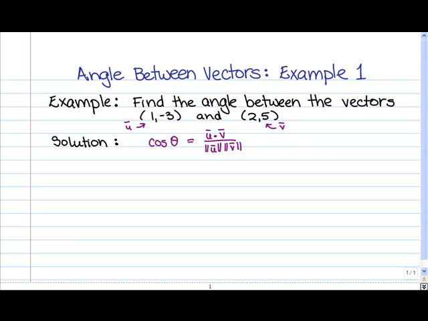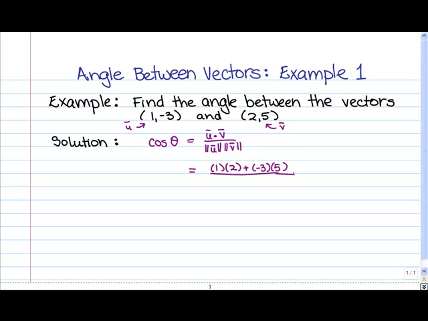So hopefully you've had a chance to try this out. If we continue with this question, first of all, we have to find the dot product of our two vectors u and v. Remember that to find the dot product, we simply multiply the first components of the two vectors together and add that to what we get when we multiply the second components of the two vectors together. In our case, we're going to get 1 times 2 plus -3 times 5. And we can clean that up, do the arithmetic, and simplify in the next step.